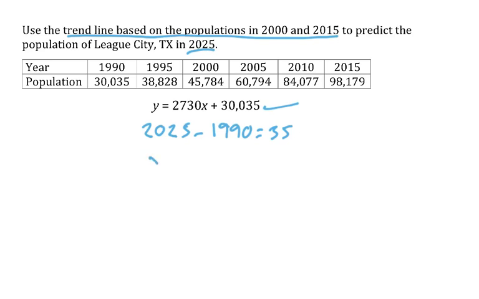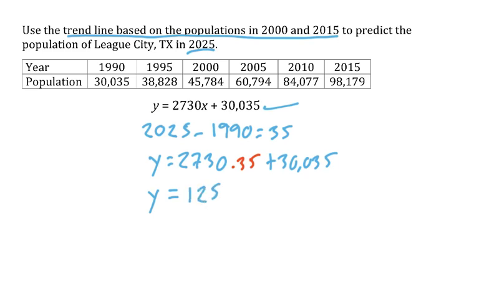So take this equation, y equals 2,730 times 35 plus 30,035. Do that calculation with a calculator or whatever, and you will discover that the predicted population is 125,585.